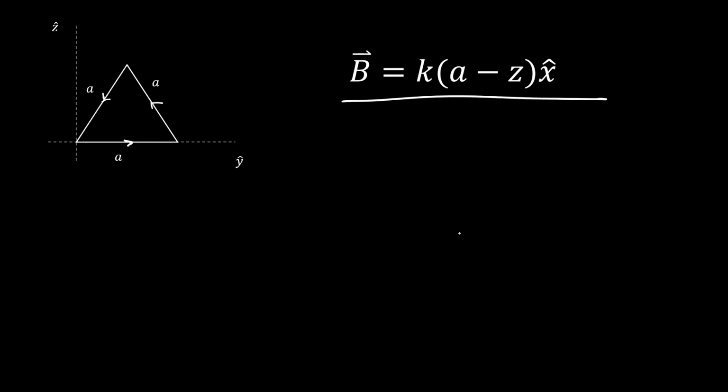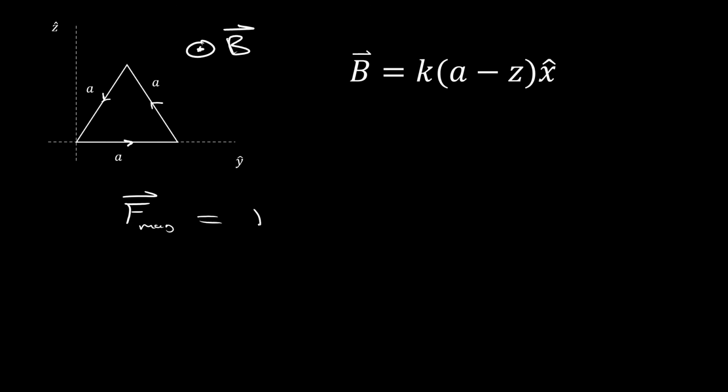Each side has a value of A. We're also given this B field, or this magnetic field here, that is K times the quantity A minus Z in X hat. So we know that our B field is pointing out of the screen at us for this problem, okay? Now, the model that we're going to use is that the magnetic force is going to equal a steady current I, and for the sake of this problem, we're going to assume this is a steady current I, times the integral dl crossed B.